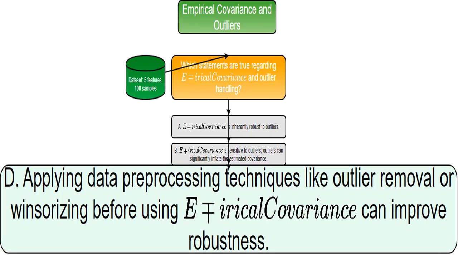This is the correct option. It says that before using EmpiricalCovariance, we should clean up our data using techniques like removing outliers or capping their values, Winsorizing. Doing this makes the covariance estimate much more reliable.